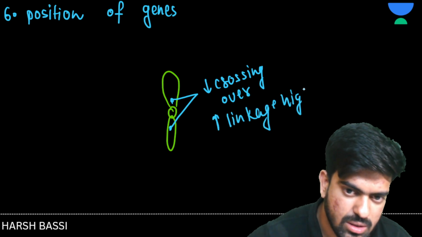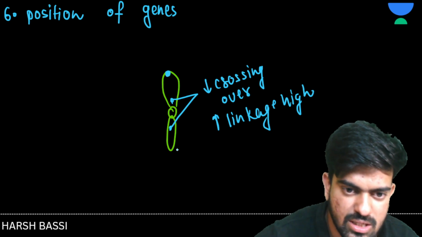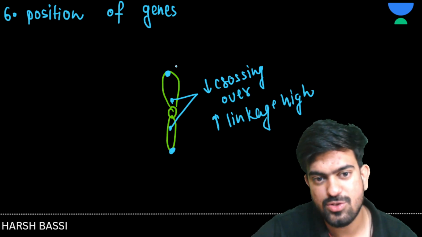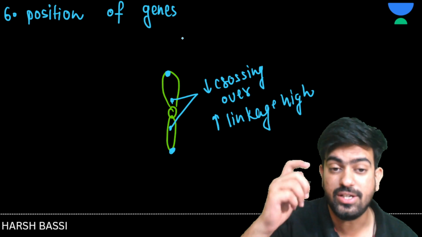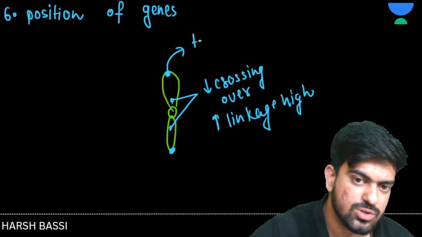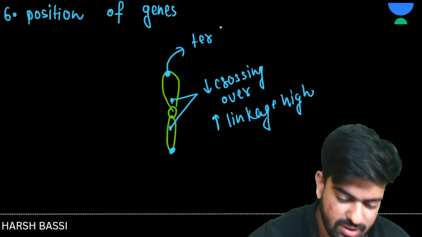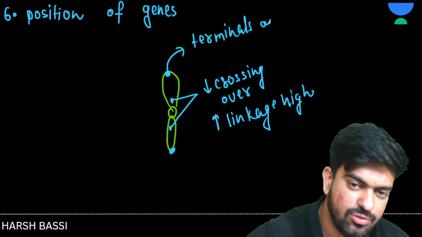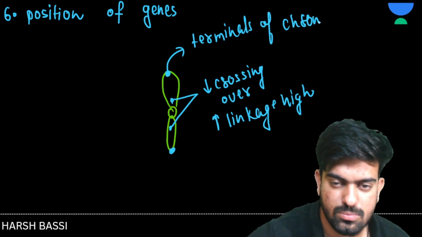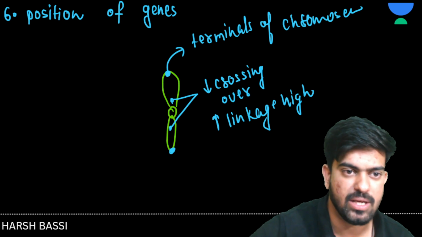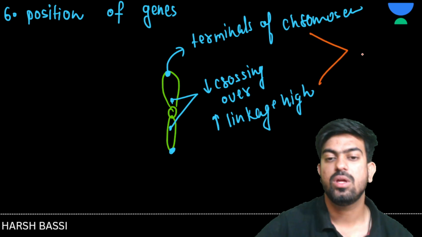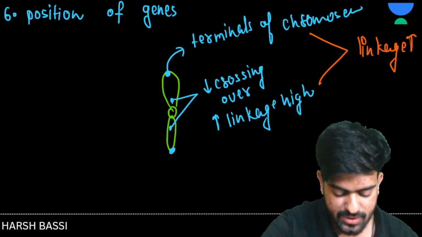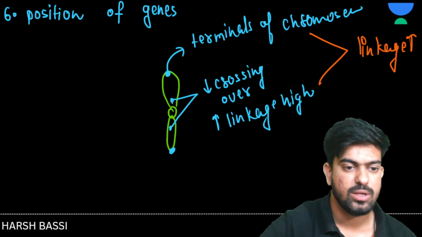In a similar manner, if the genes are present in the telomeres also, what is a telomere? Telomere is the point at the terminals of chromosomes. Okay, then also chances of recombination are very, very less. Chances of linkage are very, very high. Terminals of chromosome. So in both the cases, what's happening? In both the cases, the linkage is high. Okay, clear to everyone? Yes, sir.